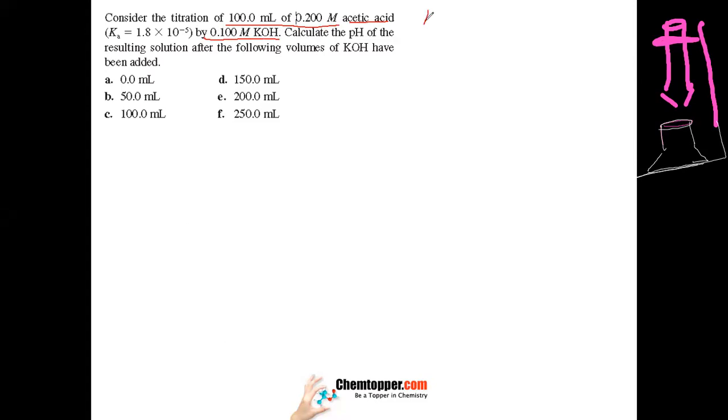Acetic acid is a carbon containing acid, HC2H3O2. And the strong base is KOH. You are adding volumes of KOH. Whatever you are adding will go in the burette or conical flask. This is the burette. Yes. So your KOH is in the burette.